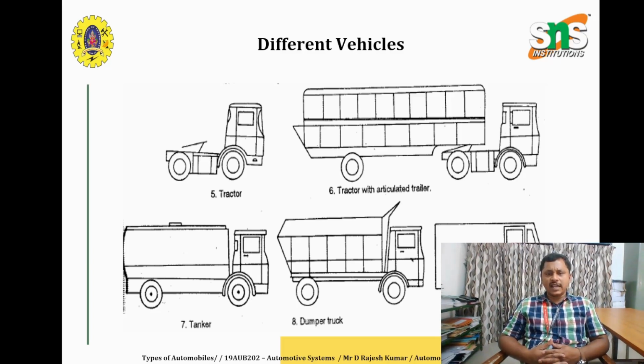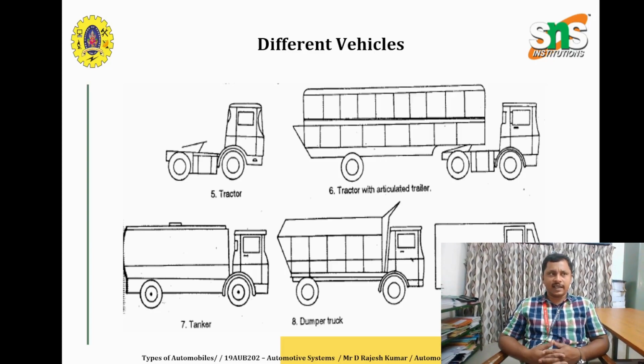Next, the eighth one is the dumper truck. The dumper truck is a truck where you can lift the rear end, because it is mounted on a hydraulic unit. And once you lift the body, the goods will be unloaded.